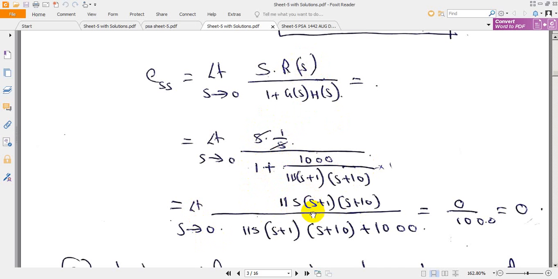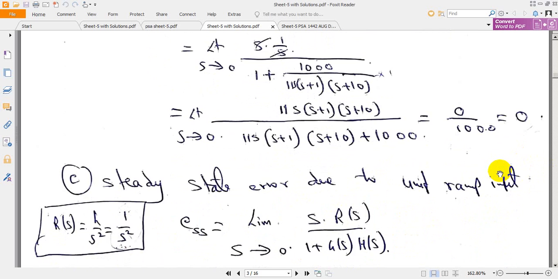You will get it as 11S into S plus 1 into S plus 10 divided by the complete denominator, which is equal to 0 by 1000. After substitution of S equal to 0 here, you will get it as 0 divided by 0 plus 1000, which is equal to 0 by 1000. Finally you will get it as 0.